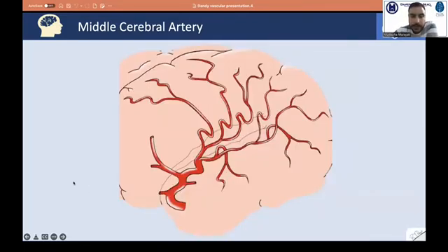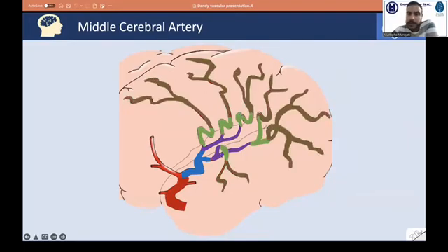One more time, this is a drawing one of our friends has made. It's a really nice drawing. This is the ICA. This is the M1 segment with the bifurcation. This is the sphenoidal segment. And then this is the insular segment. Then this is the opercular segment. And this is the cortical segment. You can see here a little bit that the Sylvian fissure has been opened.